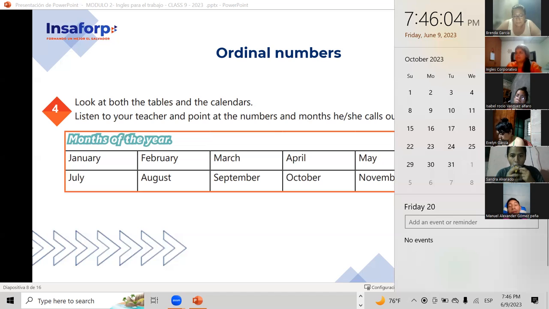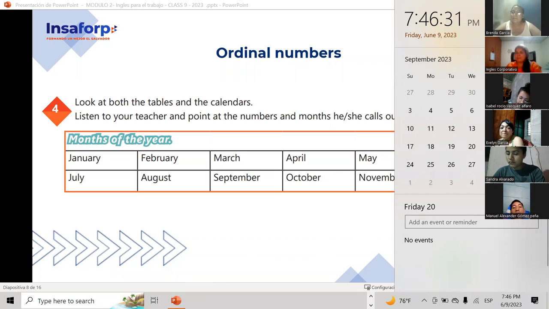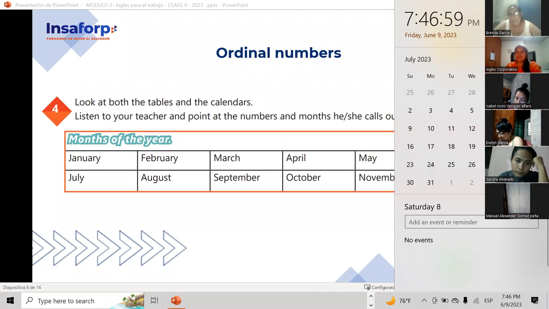Xiomara. Sorry? Repeat for me. Okay, Friday, October 20th, 2023. No, que me pregunte de nuevo a mí. Oh, do you want to do it again, Brenda? Yes. Okay. Let me see. Okay, this one. Saturday. July 2023. Okay, very good. Thank you. Thank you, teacher. You're welcome.